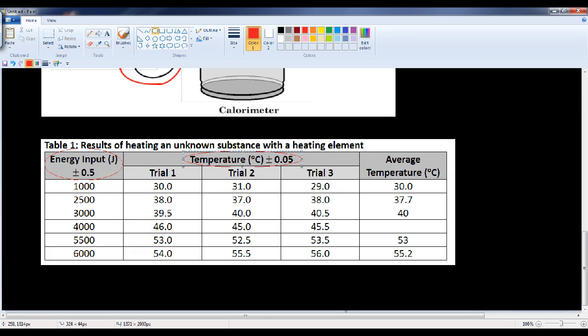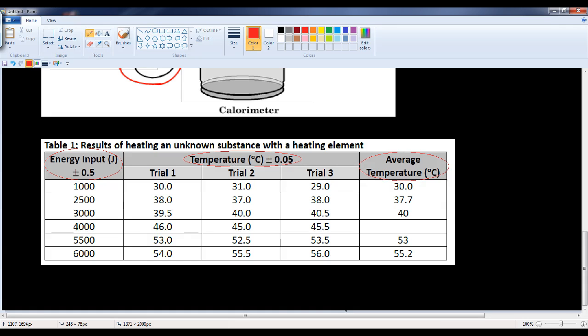So basically it's the energy on the first column and the temperature for the next three columns. Why are there three columns? Because there are three different trials for each energy input. So they have three different temperatures for each energy input, so that would be an average temperature. So you need to think, how could that average temperature link up with the previous three data? And you need to get a sense of it.